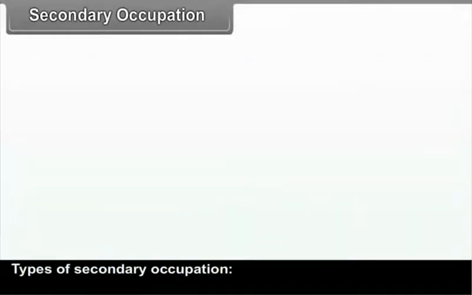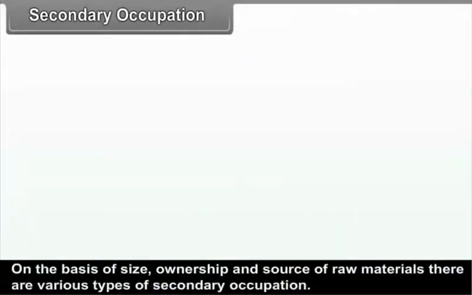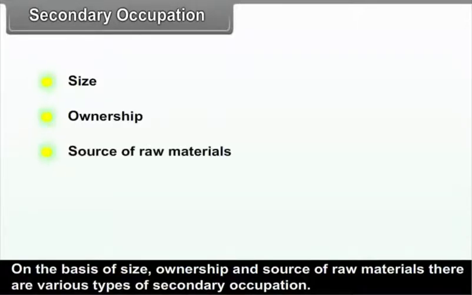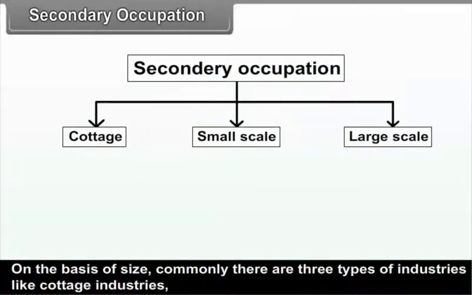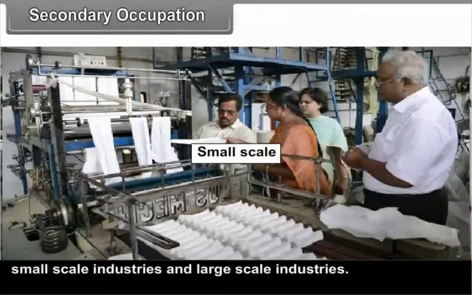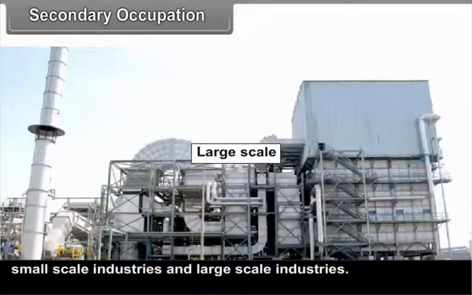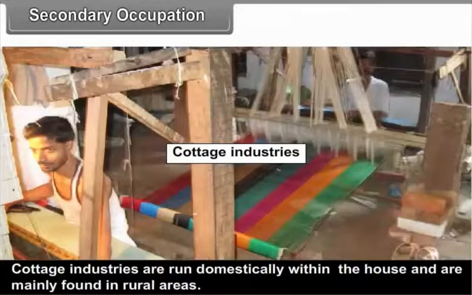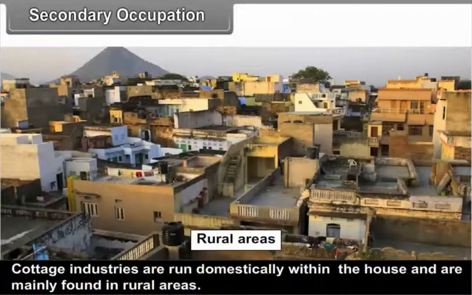Types of secondary occupation. On the basis of size, ownership and source of raw materials, there are various types of secondary occupation. On the basis of size, commonly there are three types of industries like cottage industries, small-scale industries and large-scale industries. Cottage industries are run domestically within the house and are mainly found in rural areas.